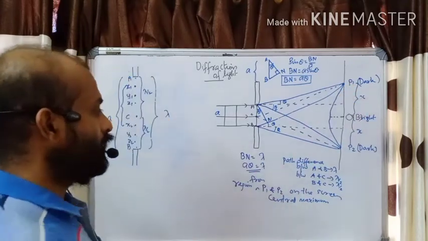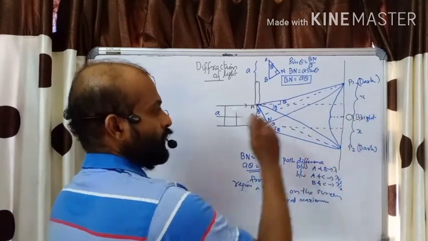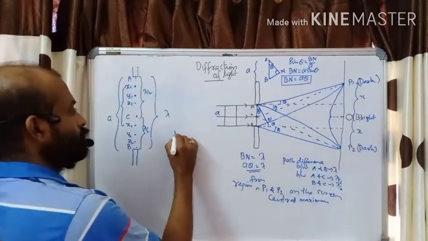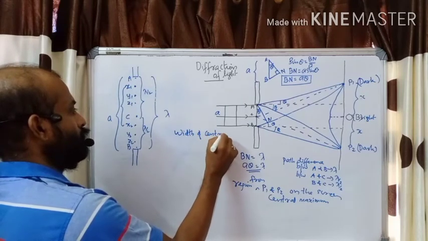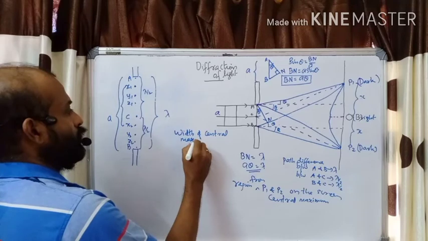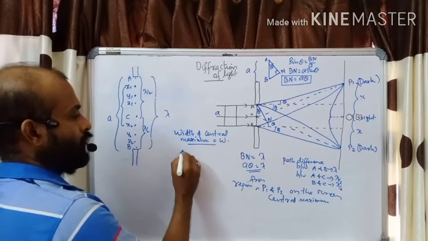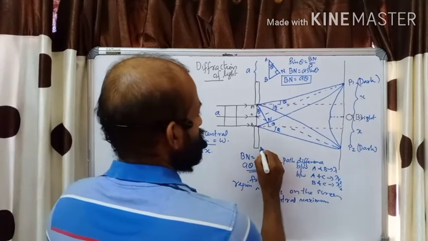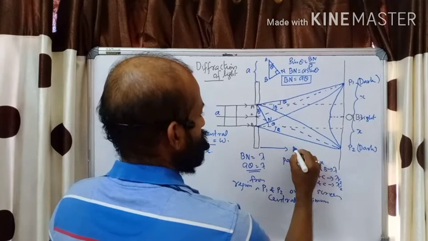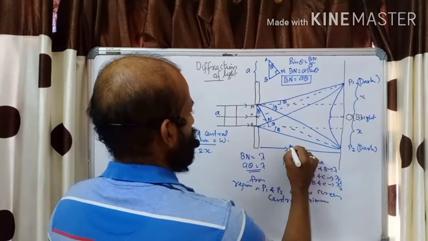Now we need to find the width of the central maximum. What is the width? x plus x, 2x. So we need to find the width of the central maximum. I choose this value W. W we need to find out. What is W? W is equal to 2x. Now the distance between the single slit and the screen we can choose to be capital D.